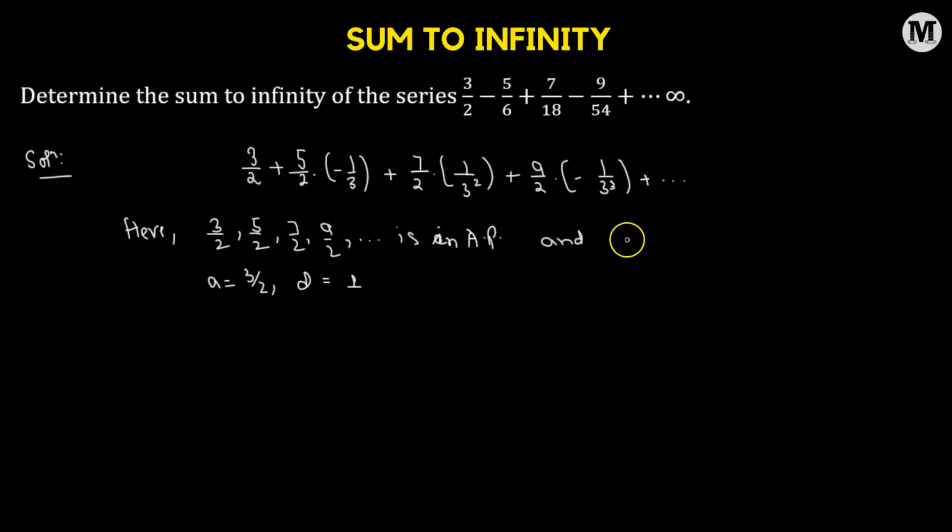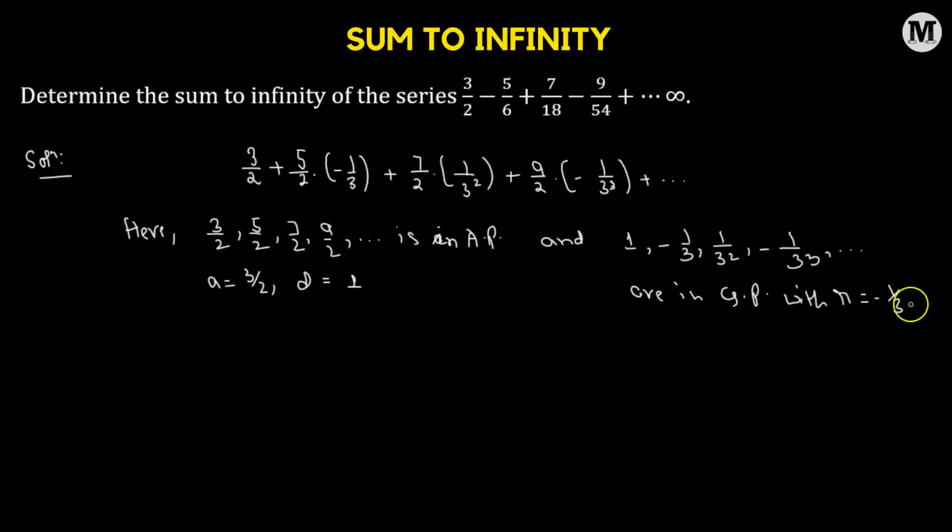And if we consider from the first term 1, from the second term negative 1 over 3, from the third term 1 over 3 squared, from the fourth term negative 1 over 3 cubed, then these terms are going to be in geometric progression with the common ratio given by negative 1 over 3. Fine. So this particular series is actually an arithmetico-geometric series.